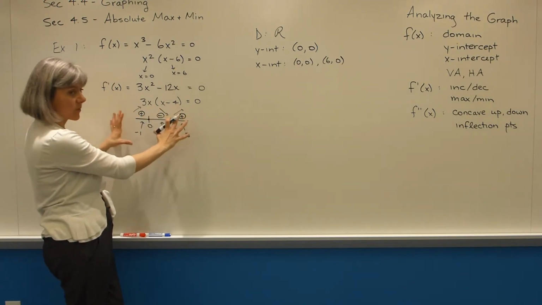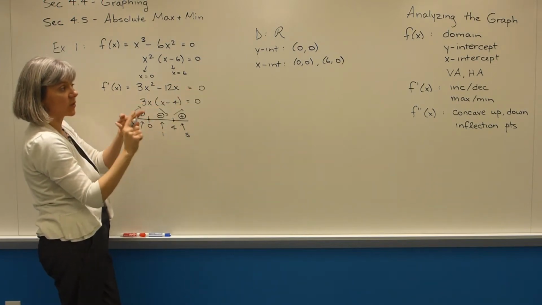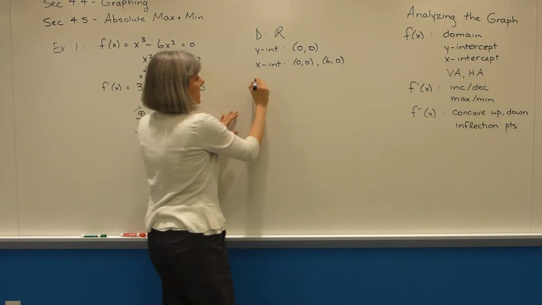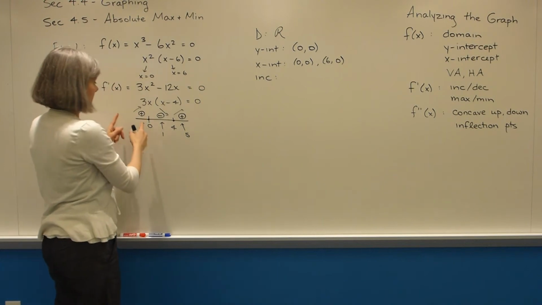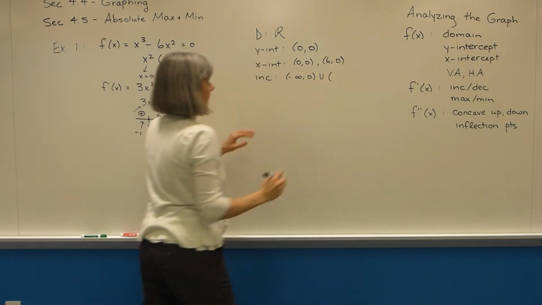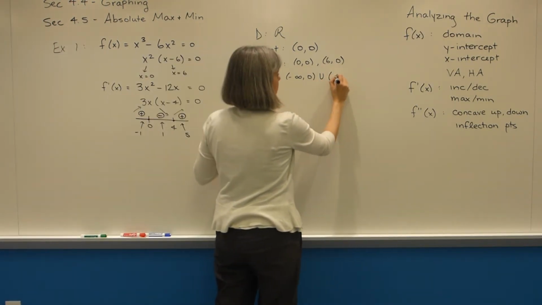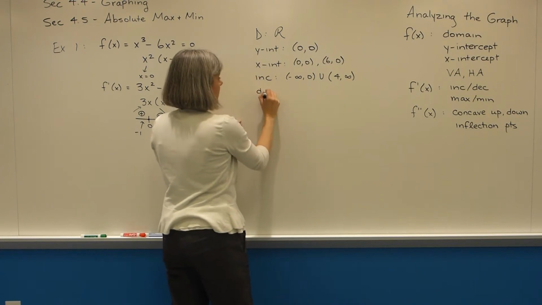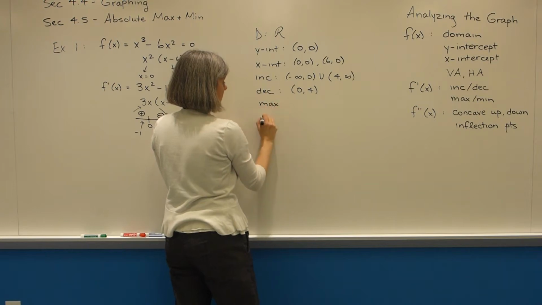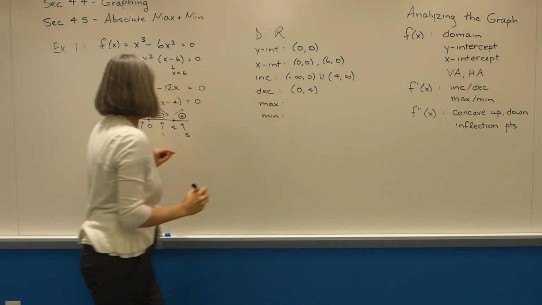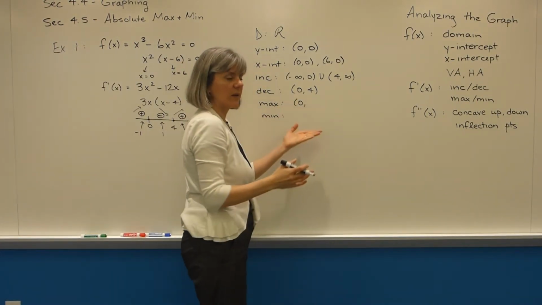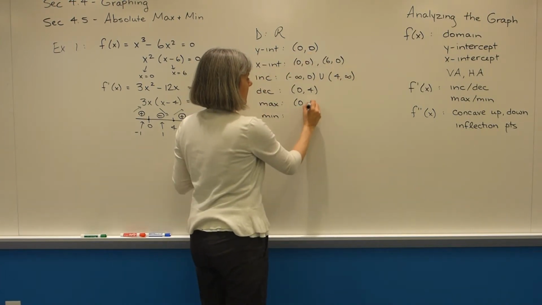So let's transfer information from this into our list of important information. We need to know when it's increasing and decreasing and what the local max and min points are. So we know that it's increasing out here and out here: negative infinity to 0 and 4 to infinity. And it's decreasing in the middle. We do have both a max and a min. It goes up, comes down, so we have a max at 0. You need the y value for that. We've already done that work, so we already know that that's 0.